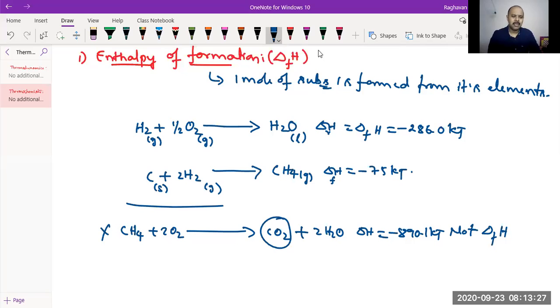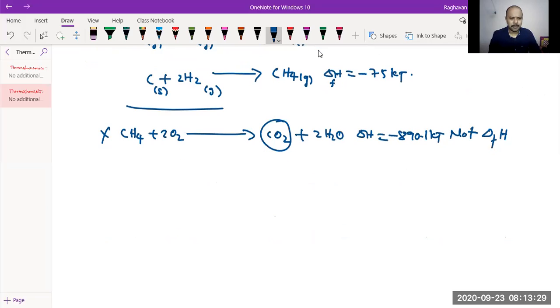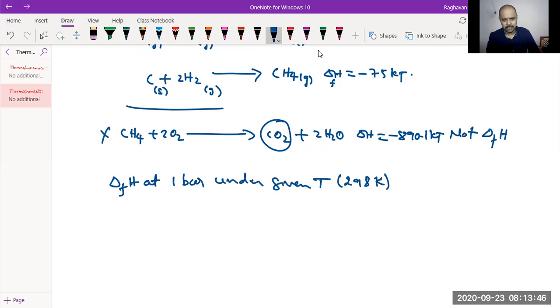Okay, so that's not it. Let's take up the next. Similarly, the enthalpy of formation delta FH at 1 bar pressure under a given condition of temperature, generally 298 is taken, it's not specific. So enthalpy of formation at 1 bar pressure under a given temperature is called what? Standard enthalpy of formation, delta FH naught.